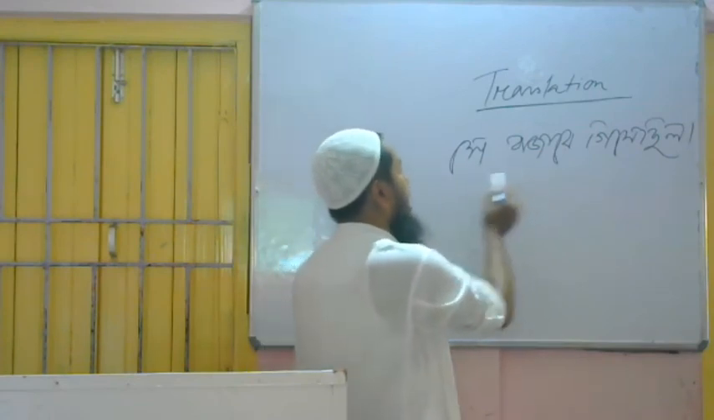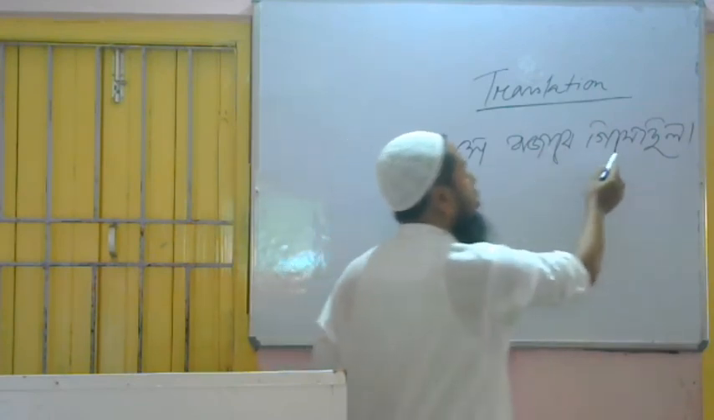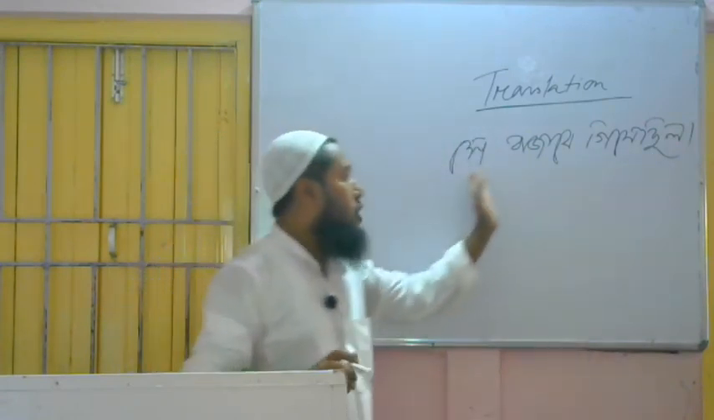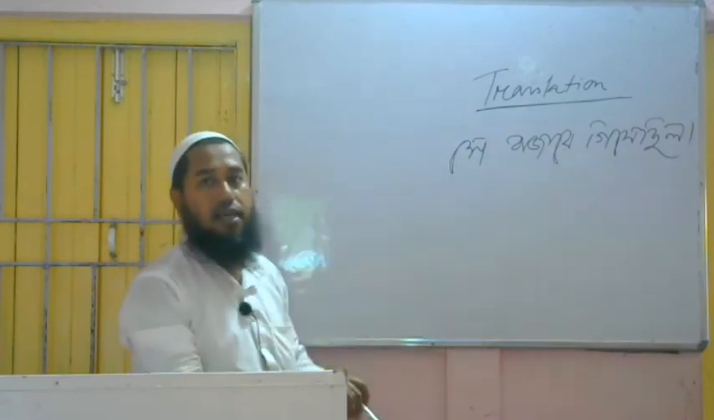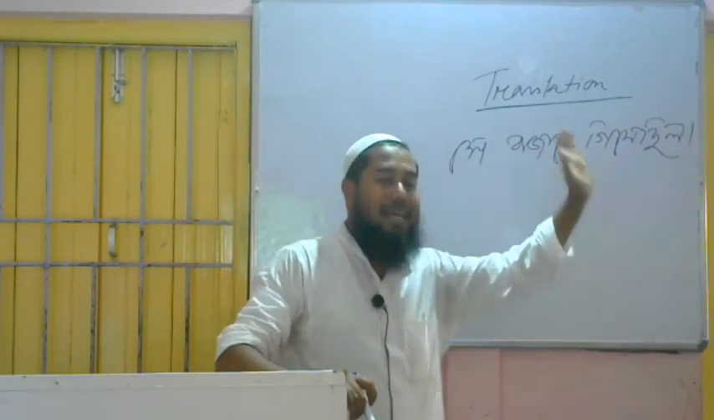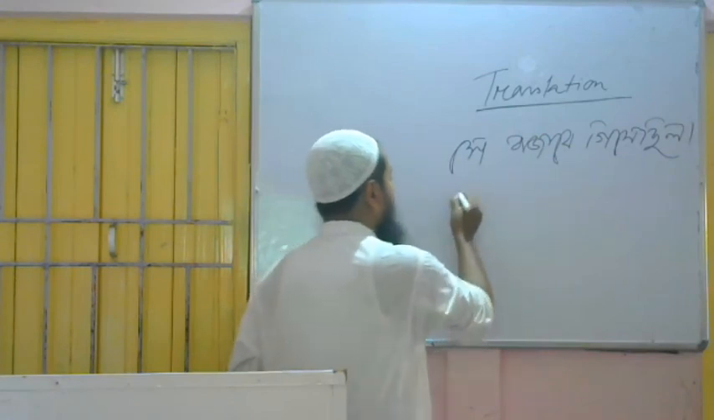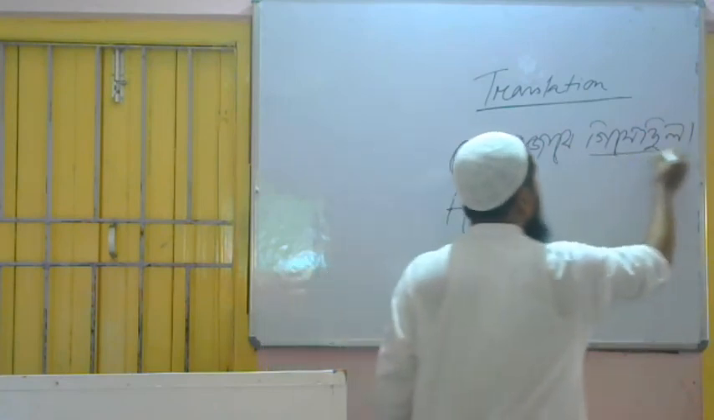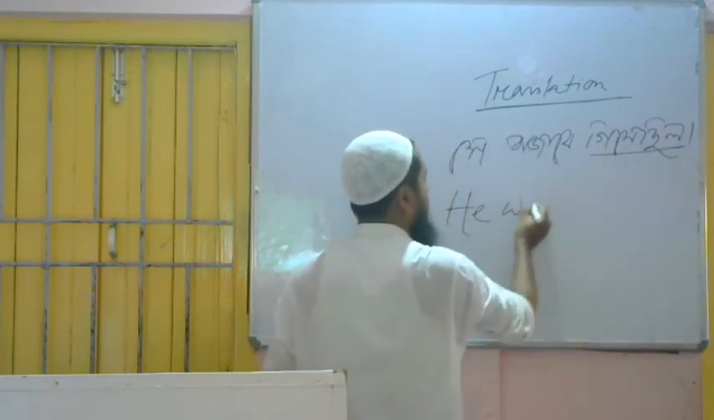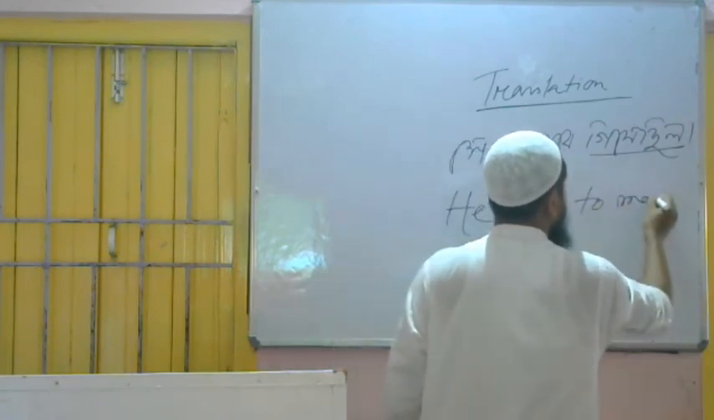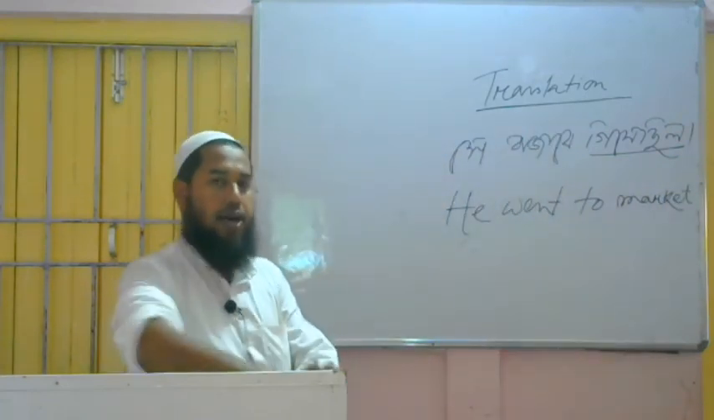Yes, we know: she, he; bajar, market; bajare, to market; giyechilo, go; then second form, past tense, is what? Went. Yes, we know the English words of all the Bengali words. Now let's form the sentence in past indefinite. Subject first, he. Then we use the second form of the verb, went, and to market. He went to market. Okay, I hope it is clear.